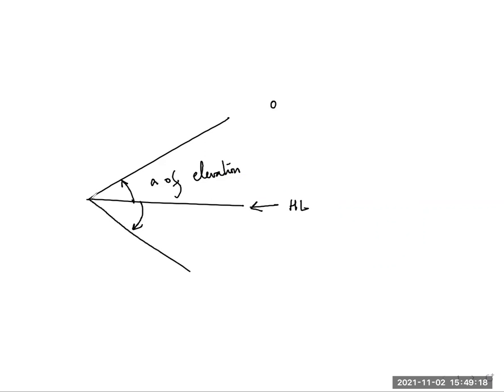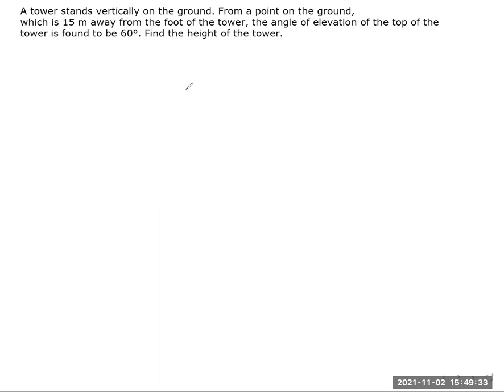So once again, this is a horizontal level. Above the horizontal level, the angle formed is known as the angle of elevation, and the angle formed below the horizontal level, this angle, is known as the angle of depression. All right. So once we know all this, students, and we also know what is sine theta and cos theta, I think we can solve the questions.